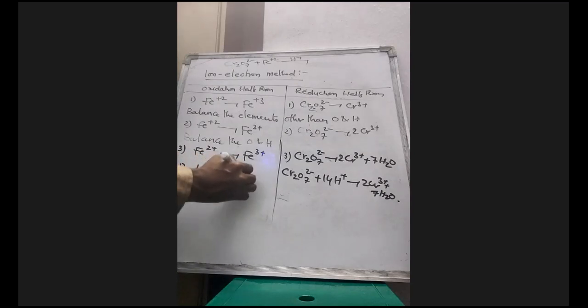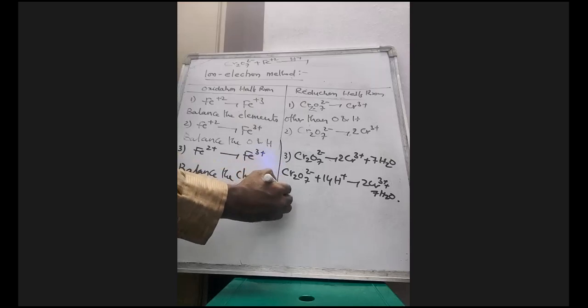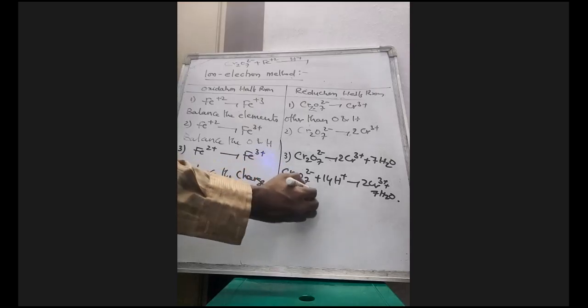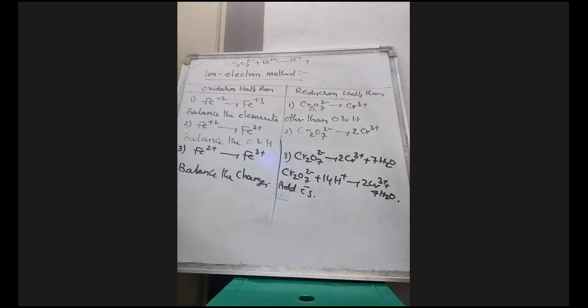Balance the charges. To balance the charges, add electrons. You see, how to count? Here there are 2 problems. The first one is how many electrons need to be added, and which side, that is reactant side or product side, we have to add.